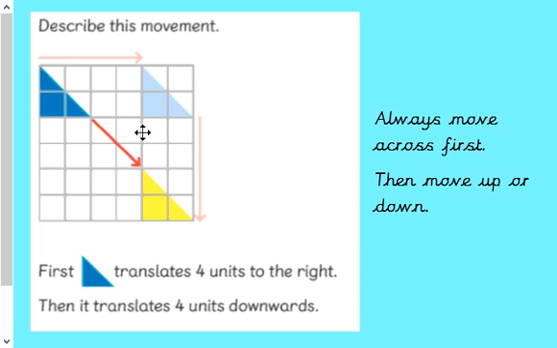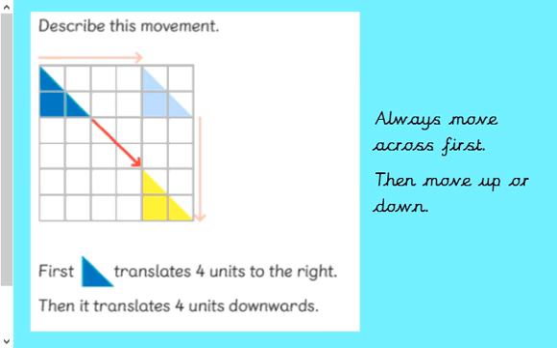But the thing to remember here is we always go across first. What we don't do is go down and across. It's always across first. Remember when we were plotting coordinates, we always went across first. Well, it's the same with translation. So 1, 2, 3, 4 to the right, and then 1, 2, 3, 4 down.